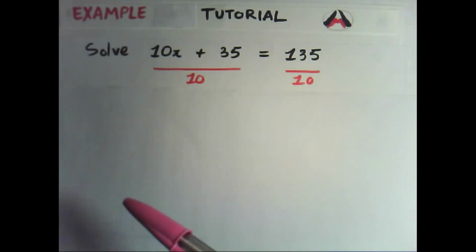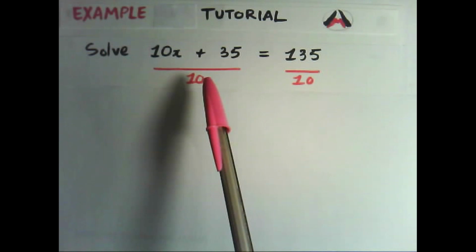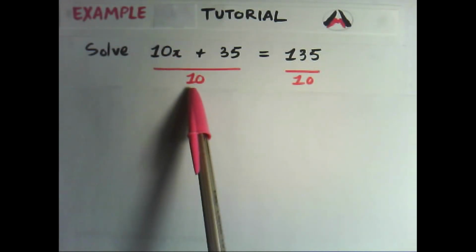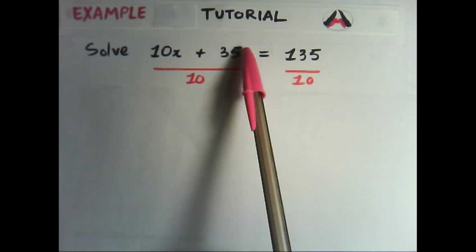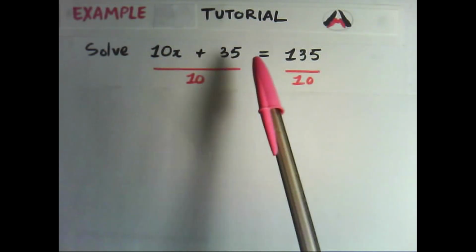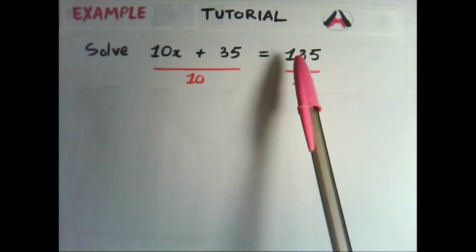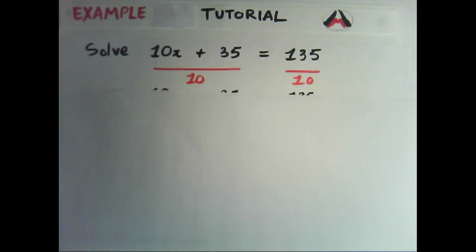Now we can go a bit further by simplifying this by splitting out the fractions. So we would have 10x divided by 10 plus 35 divided by 10 is equal to 135 divided by 10. So let's take a look at that.